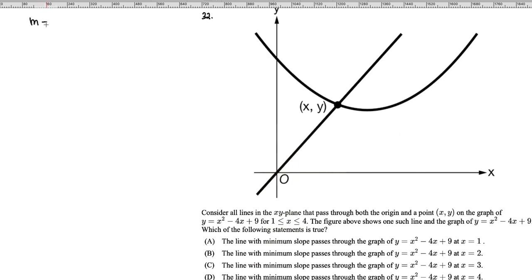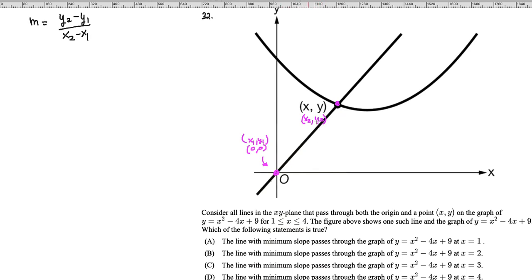So m is always y2 minus y1 over x2 minus x1. So I have here some point, an x1, y1. This is 0, 0 because it has to go to the origin. So it's all lines in the xy plane that pass through the origin. So this is the origin, 0, 0, and let's call this x1, y1. And the point x comma y over here, let's call this x2, y2.